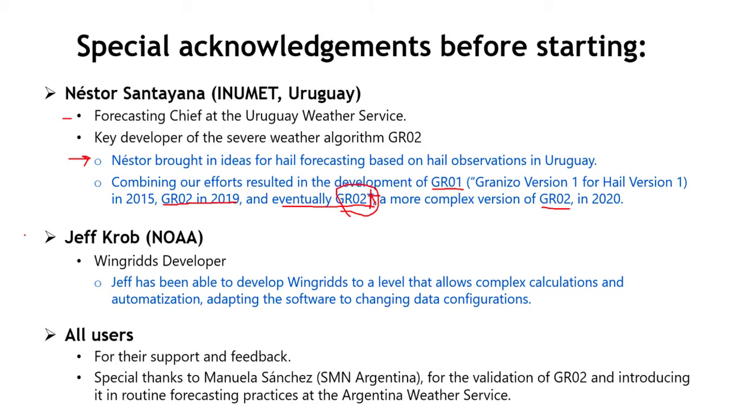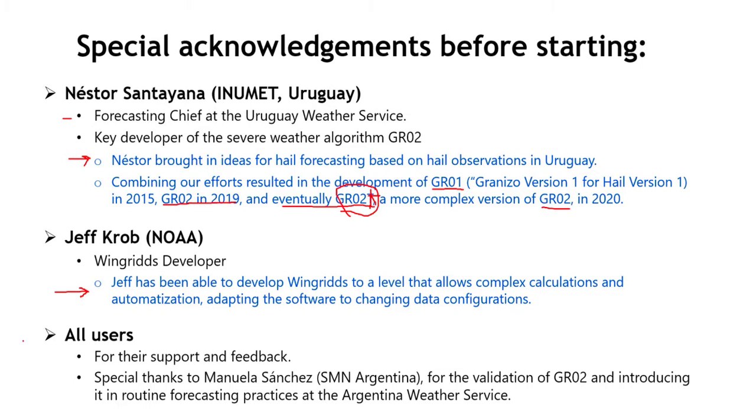Someone else I wanted to acknowledge is Jeff Krupp, who is instrumental for this because he's a wind grids developer. Jeff coordinates directly with us and even comes to visit us sometimes at the international desk to sit with us and ask what we would want him to develop in wind grids, so how he can make wind grids better based on our needs and the needs of the community. I want to acknowledge Jeff because he was able to develop wind grids to a level that we can now run it automatically and have these scripts produce the results automatically on a daily basis.